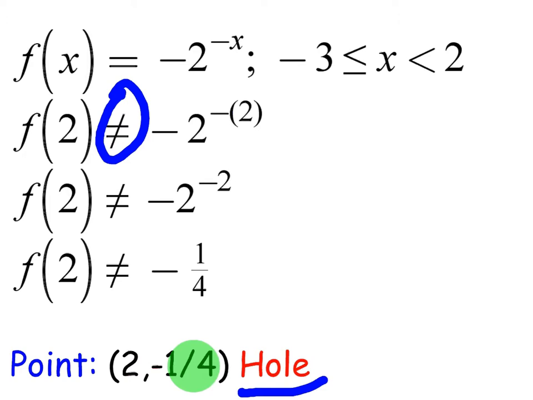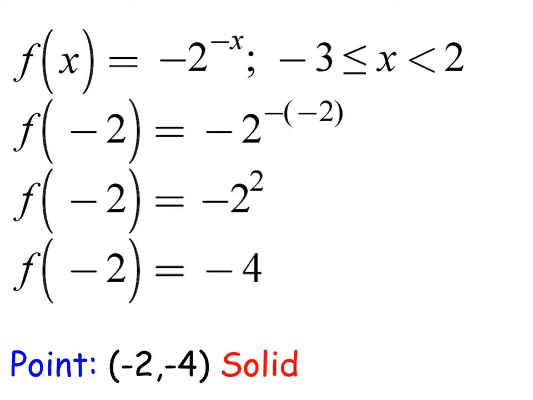Now let's do some numbers in between. So we'll start with negative 2 because that's in between negative 3 and 2. We get negative 2 squared, which is negative 4. So at negative 2, negative 4, we're going to have a solid point because negative 2 is in between these numbers.